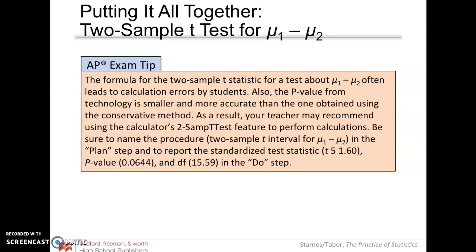So as a result, your teacher may recommend using the calculator's two-sample t-test feature to perform calculations. Be sure to name the procedure two-sample t-interval for mu1 minus mu2 or two-sample t-test for mu1 minus mu2 in the plan step. And if you're running a test, report the standardized test statistic, the value of t in your do part, along with the p-value and the degrees of freedom that your calculator reported back to you.